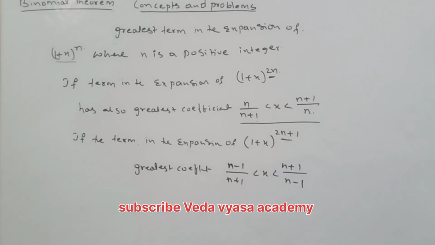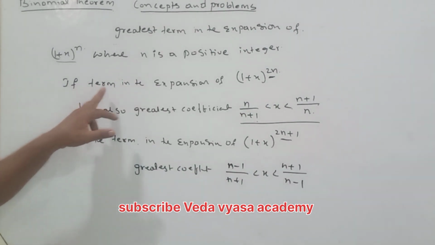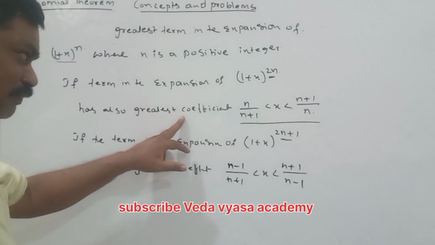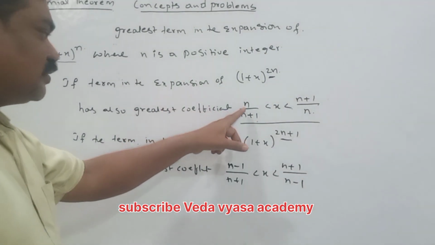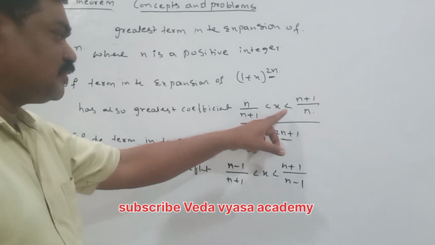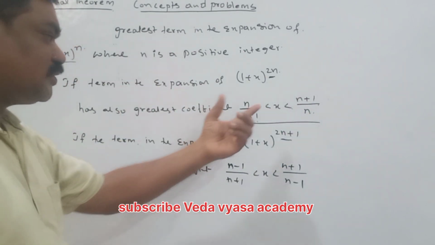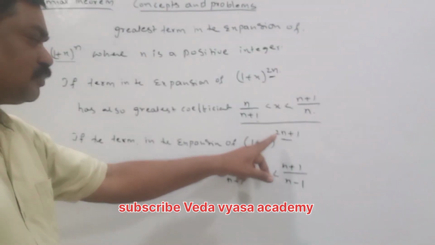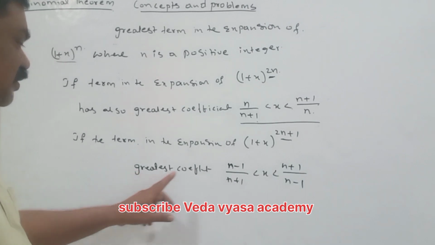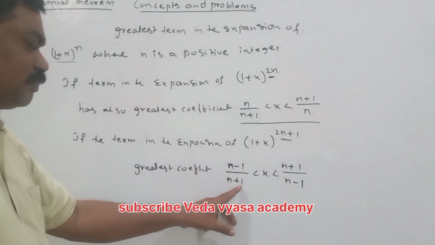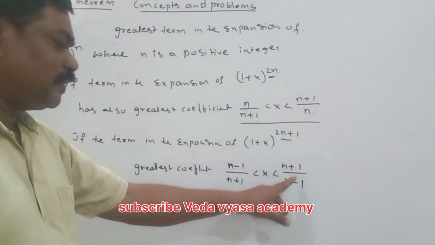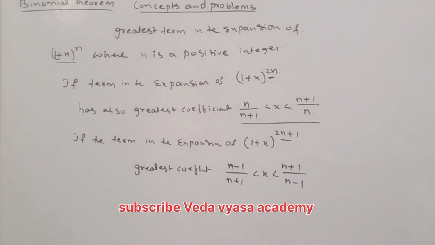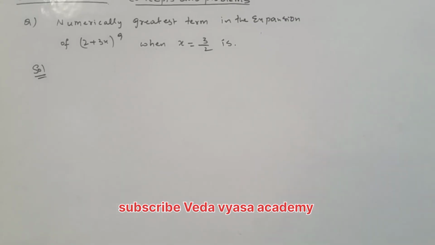You observe here, if the term in the expansion of (1 plus x) whole power 2n has also greatest coefficient, then n by (n plus 1) less than x less than (n plus 1) by n, x is in between these two. If the term in the expansion of (1 plus x) whole power 2n plus 1 has the greatest coefficient, (n minus 1) by (n plus 1) less than x less than (n plus 1) by (n minus 1). That's all. Here one more problem on binomial theorem.